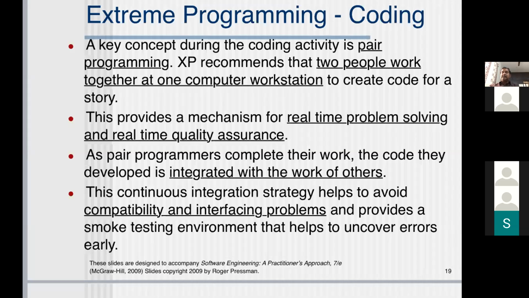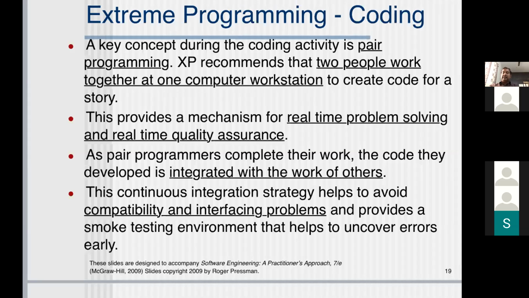As pair programmers complete their work, the code they developed is integrated with the work of others. As I told you, integration is going to happen amongst the code. This continuous integration strategy helps to avoid compatibility and interfacing problems. Compatibility means two people are doing work simultaneously, and they both are going to come out with the correct kind of work. It is not like compatibility differences may exist. So in terms of achieving compatibility as well as avoiding interfacing problems, this continuous integration strategy will help us and provide smoke testing that helps to uncover errors earlier.